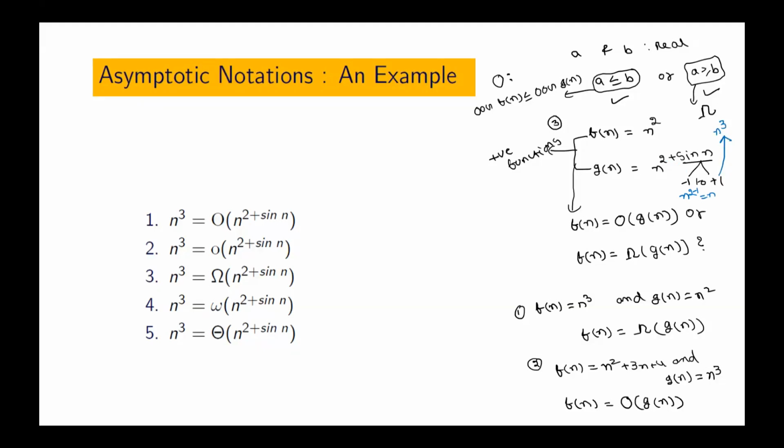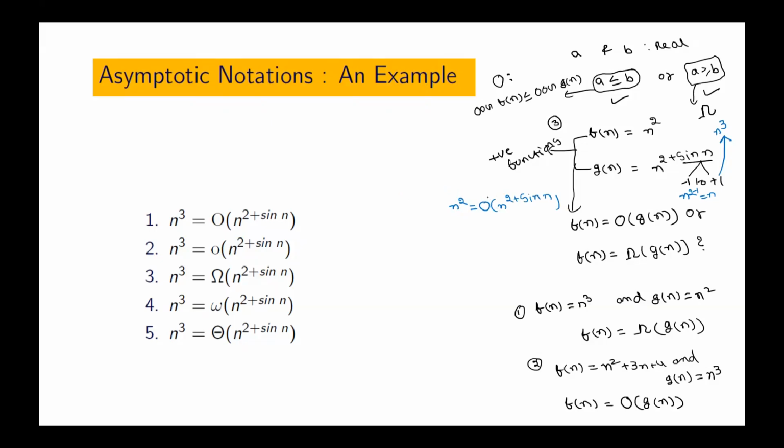Is that correct? Okay. So now, similar to example 1 and example 2, in the third case, is it possible to write either f of n is big O of g of n or f of n is big omega of g of n? That is our question now. Is it possible to write n square equal to big O of n power 2 plus sin n? Is this true or not?